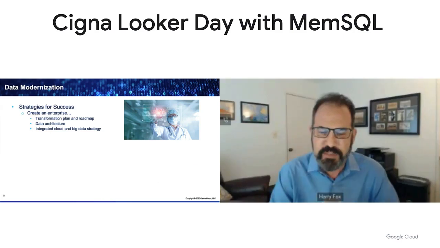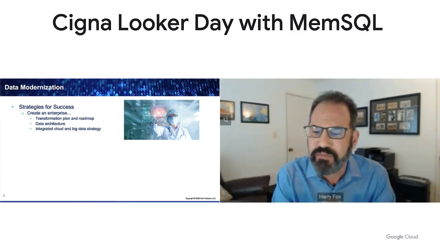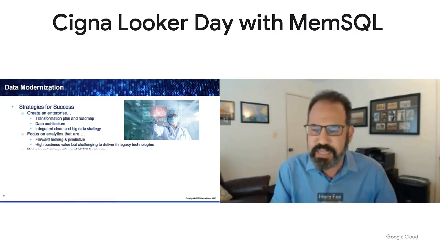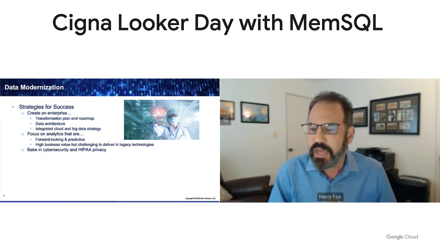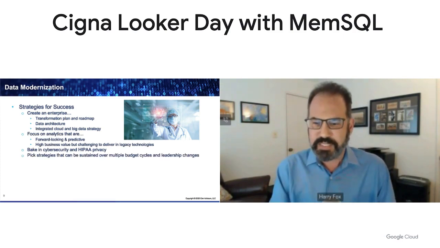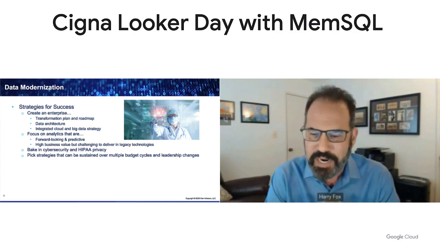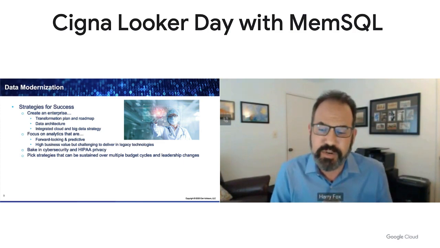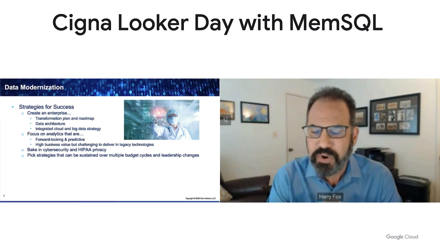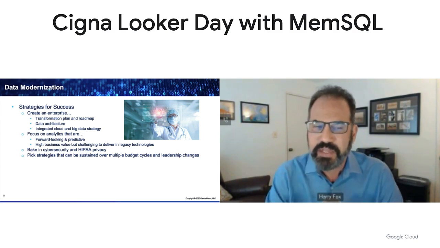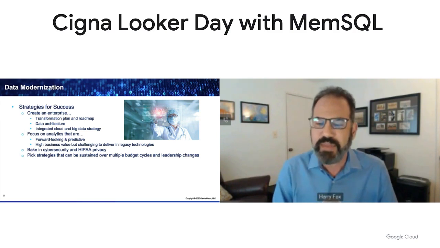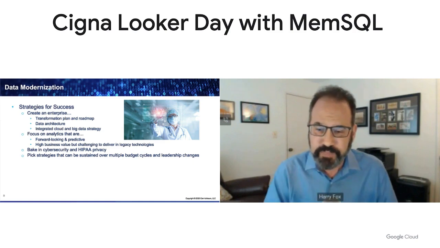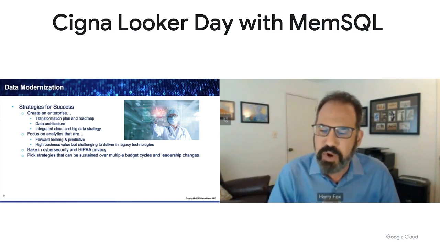As we step through this, there's a couple of strategies you can use for success here. And as you think about modernizing, these are some tips. Hopefully some of them are no-brainers, but some of them might not be. Really, first is at an enterprise level. Think about an enterprise approach to your transformation plan and roadmap, an enterprise approach to data architecture, and an enterprise approach to integrating cloud and big data. Doing this as a series of silos often makes it very challenging for the organization, particularly from the data architecture perspective. So the more you can approach this as an enterprise project, the better.